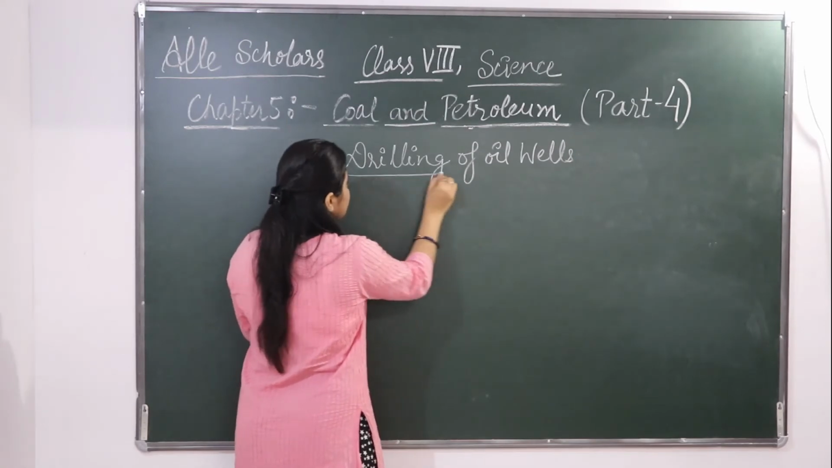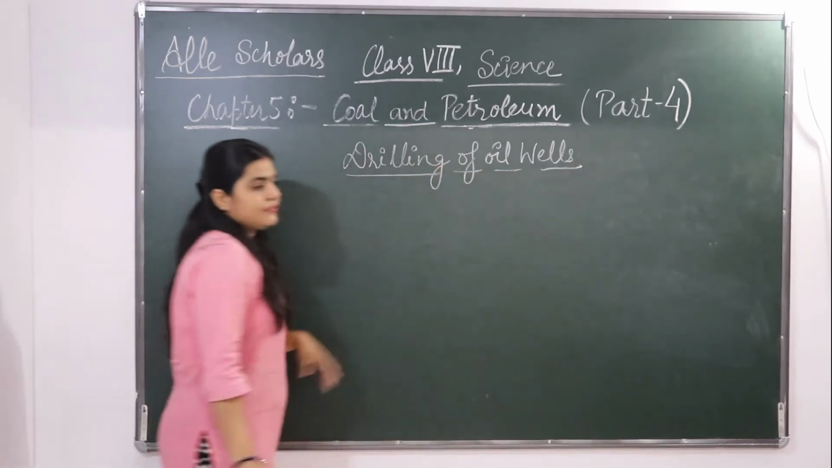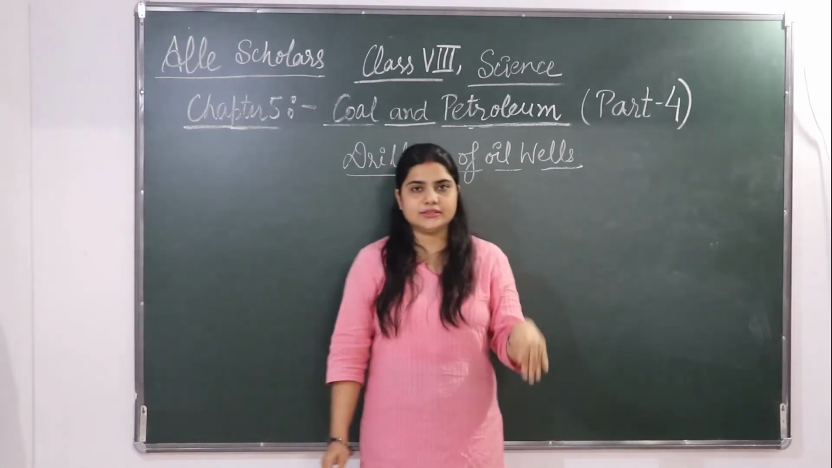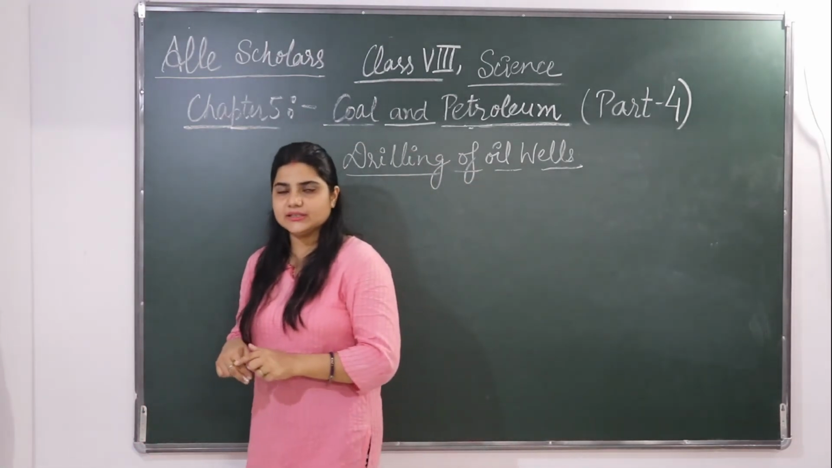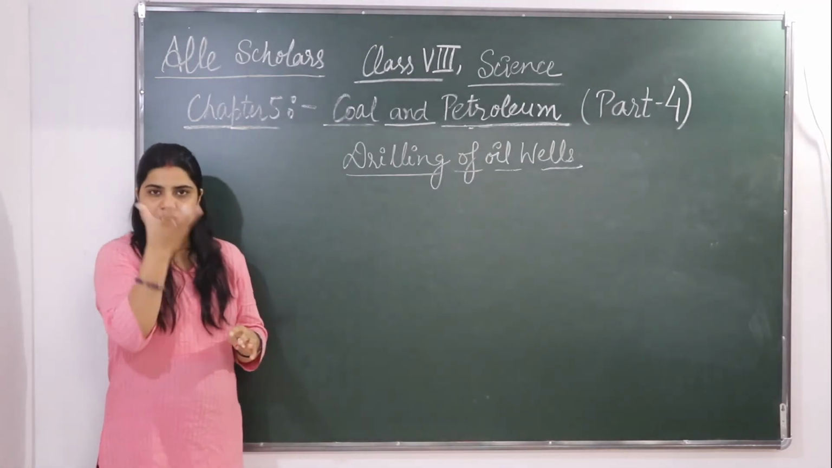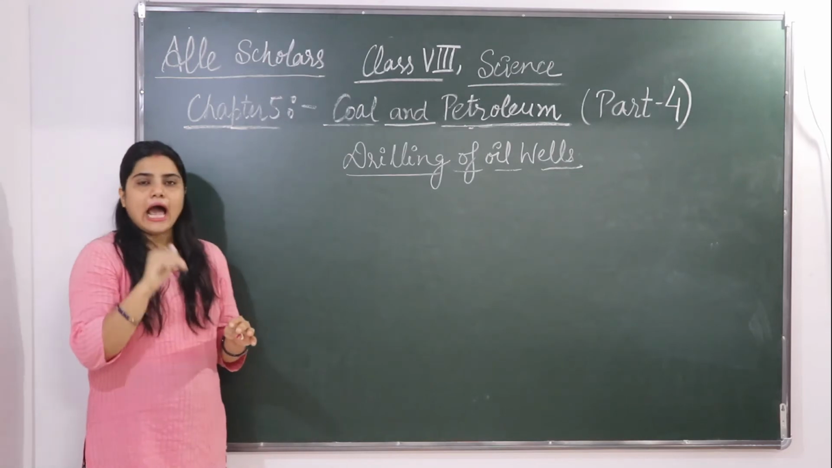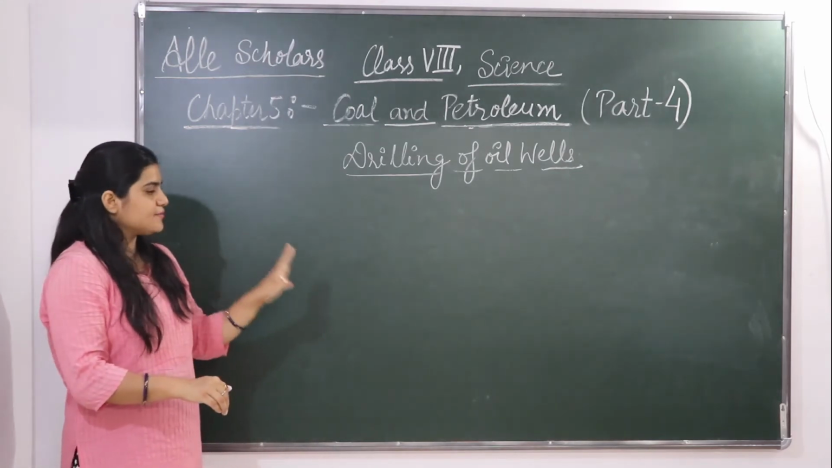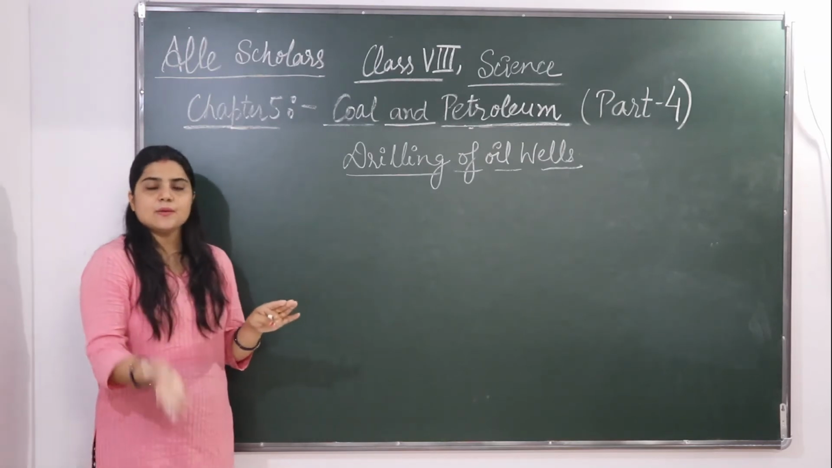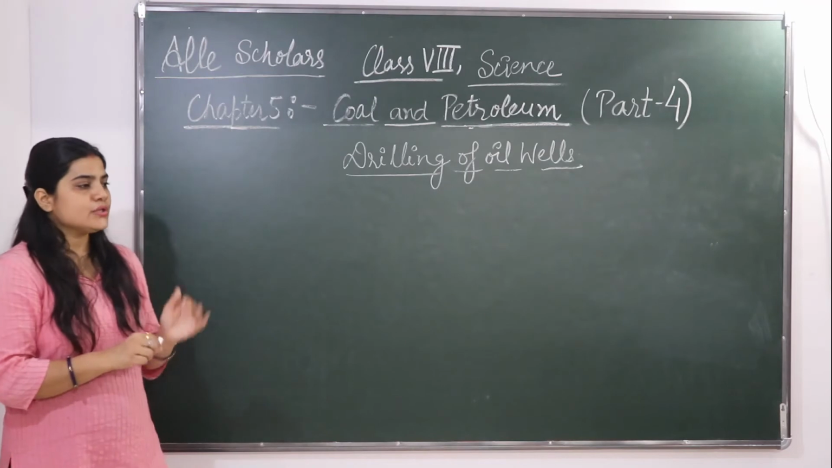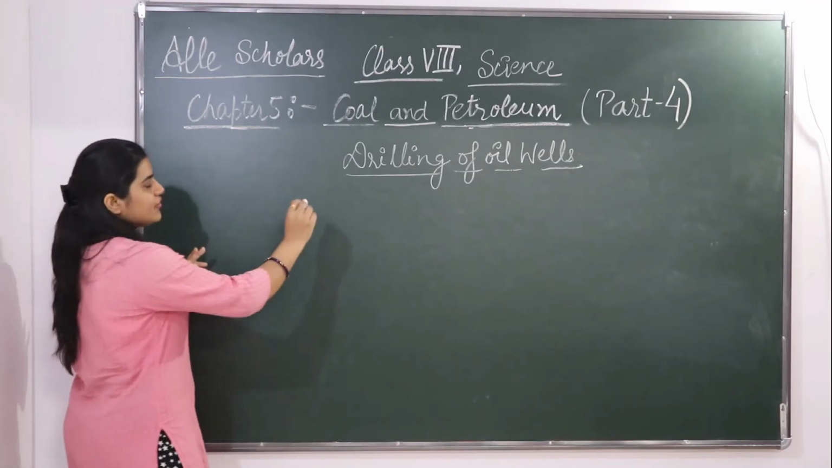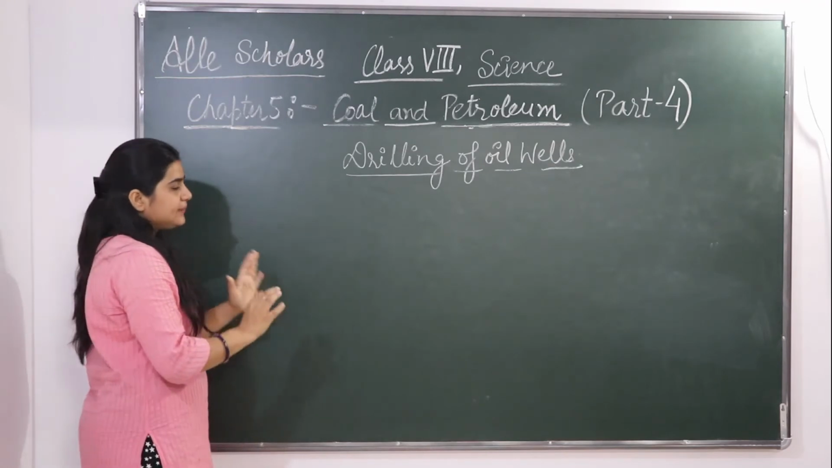Drilling of oil wells. So if we talk about drilling, a hole is drilled in the earth crust, and when it reaches the rock cap, natural gas comes out first and with a great pressure. When the pressure of the gas subsides, petroleum starts flowing out due to the pressure of the natural gas. Okay, so drilling of oil well, how is drilling done?